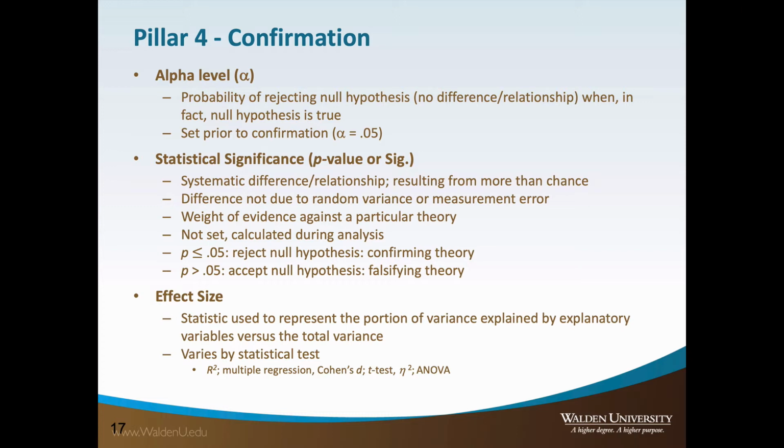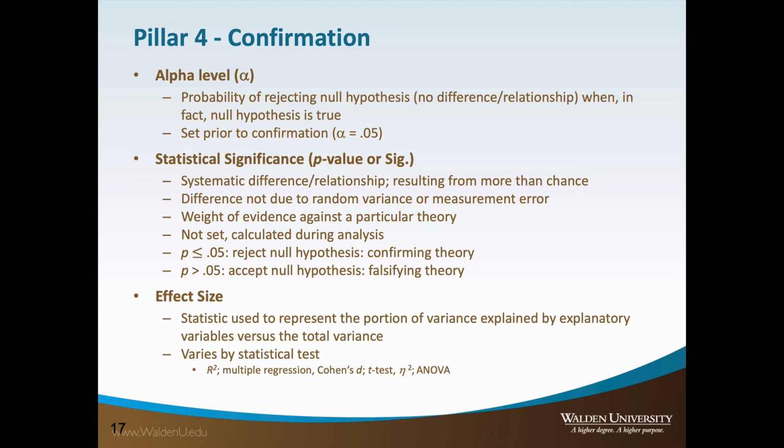The significance level is the weight of evidence against the theory. The significance level is compared to the alpha level. A p-value or significance value less than or equal to 0.05 means the null hypothesis is rejected and the alternative hypothesis is accepted. In other words, the researcher has found supporting evidence that the predictive variables, again, which were derived from the theory, are successful in predicting the dependent or problem variable.